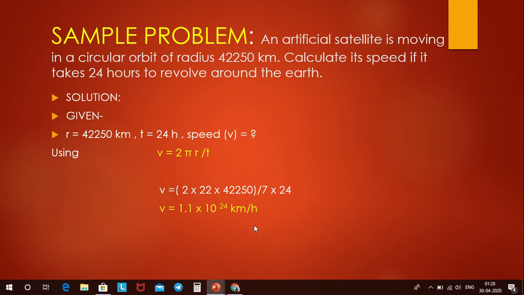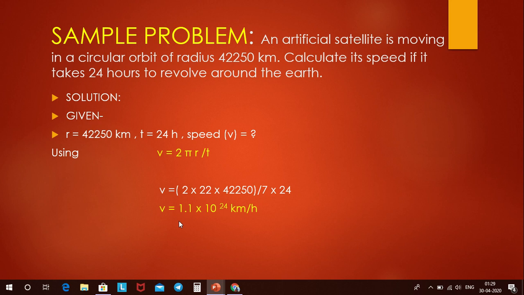Students, if you want, you can calculate the answer in kilometer per second also. So if you want to calculate in terms of kilometer per second, then you need to change 24 hours into seconds. How will you change? You need to multiply 24 by 3600 seconds, because 1 hour equals 3600 seconds. So 24 hours equals 24 into 3600 seconds. Here I have found the answer in terms of the bigger unit, that is kilometer per hour.